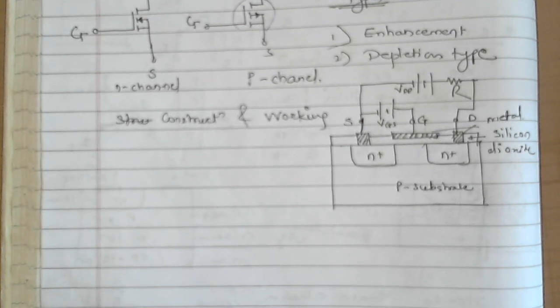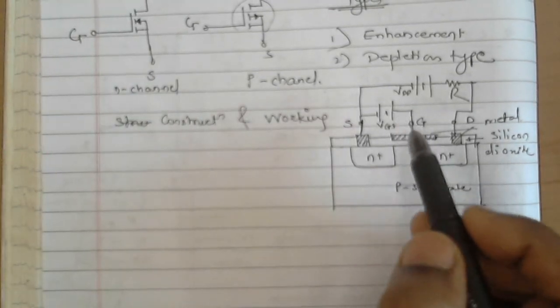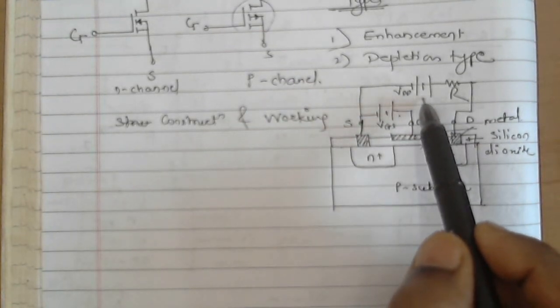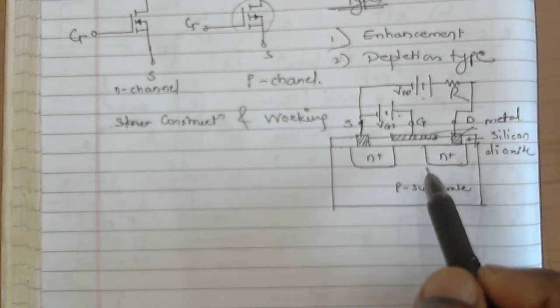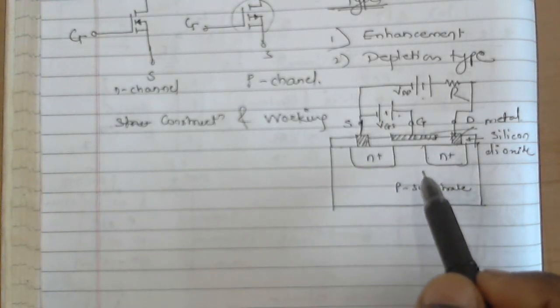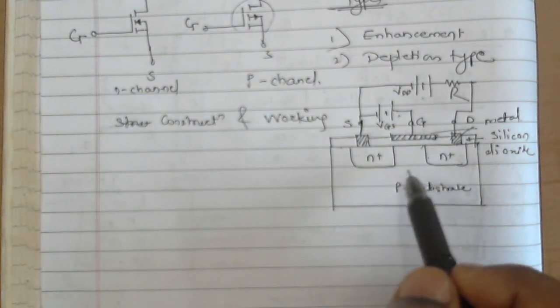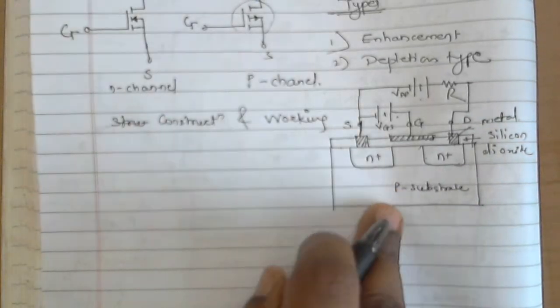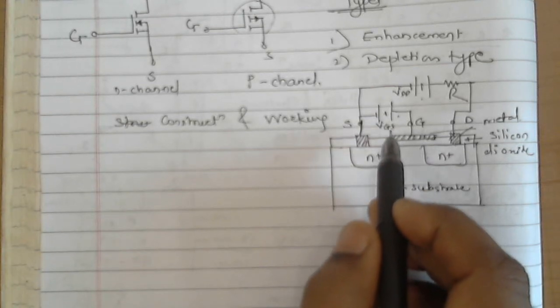Now how it works. I have shown the typical structure. What exactly happens if you don't give the gate supply and simply give the drain to source voltage? Out of these two junctions, one will be reverse biased, so there will not be any particular current flow. Now in order to make the MOSFET conduct, you have to make its gate positive with respect to the source.